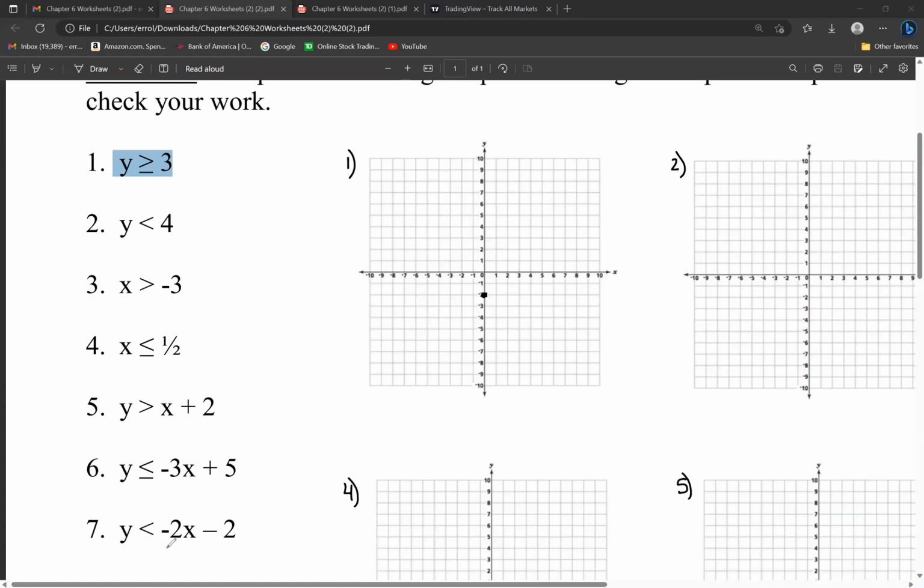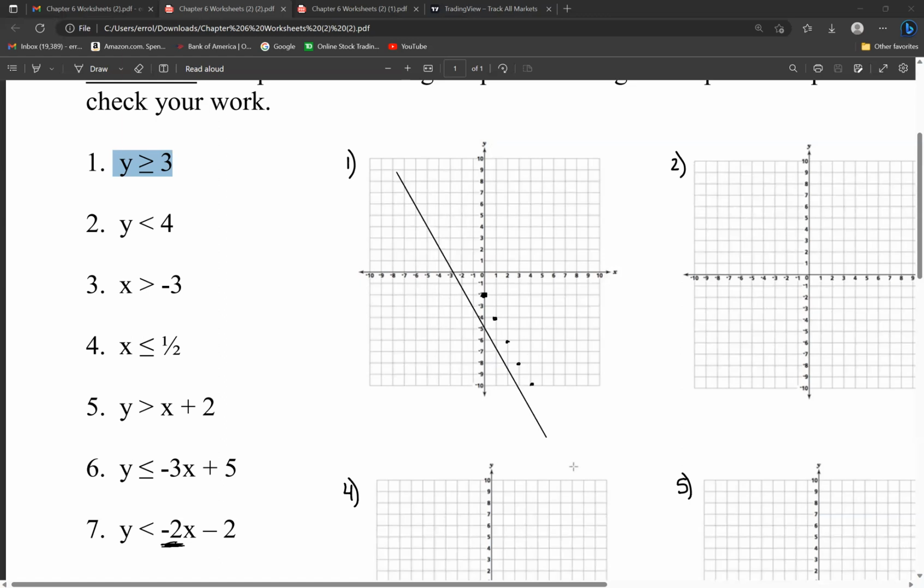The slope is -2, so down 2, then 1 to the right. Down 2, 1 to the right. Down 2, 1 to the right. And down 2, 1 to the right. Okay, let's connect those.